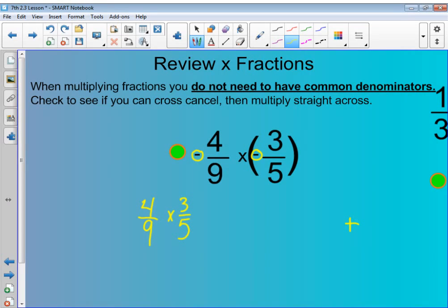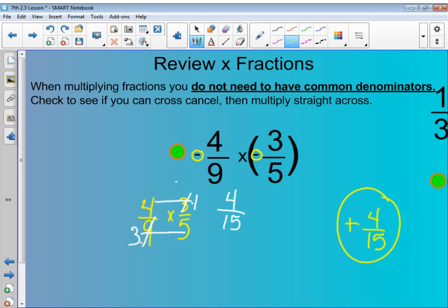Okay, this is what I'm noticing. As I look at these fractions here, I am noticing 3 and 9 both have 3, that they're divisible by 3. So I could cross cancel. 3 divided by 3 would give me 1. 9 divided by 3 would give me 3. Now if I multiply straight across, 4 times 1 is 4, over 3 times 5 is 15. That's my answer in lowest terms. So my final answer would actually be a positive 4/15.